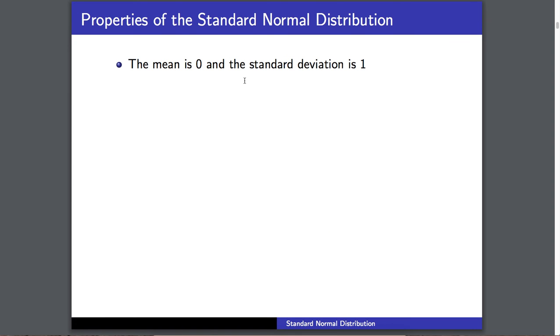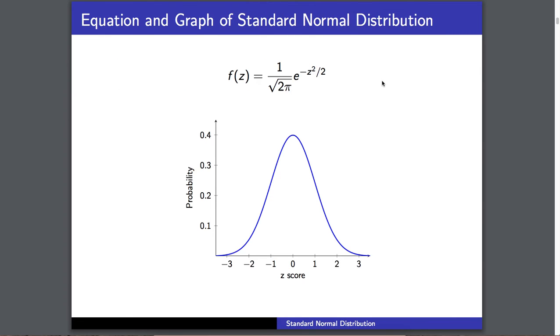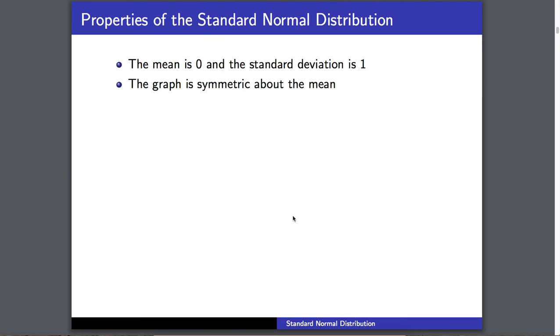So some properties of our normal distribution: the mean again is 0, the standard deviation is 1, which is what we talked about with z-scores as well. If we take the z-scores of all the values in a data set, the mean of the z-scores is 0, and the standard deviation of the z-scores is 1. The graph is symmetric about the mean, which means it's split down the middle here at 0. The left half and right half are mirror images of each other.